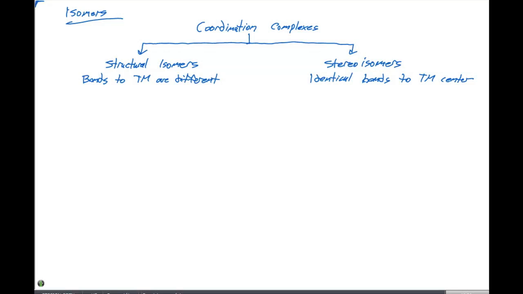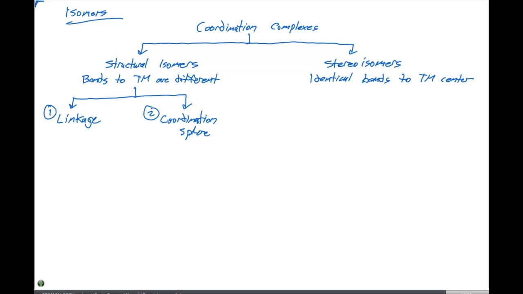So if we looked into the subcategories then of structural isomers, there are two types of isomers that we're going to talk about in our textbook. Those types of isomers are called linkage isomers. And the other category is coordination sphere. So linkage isomers will have subgroup number 1, coordination sphere group number 2.